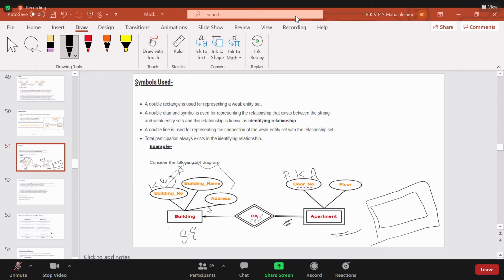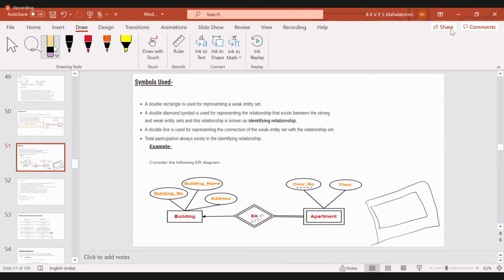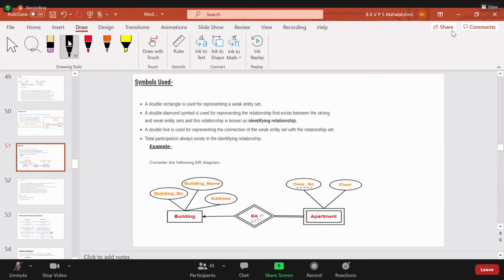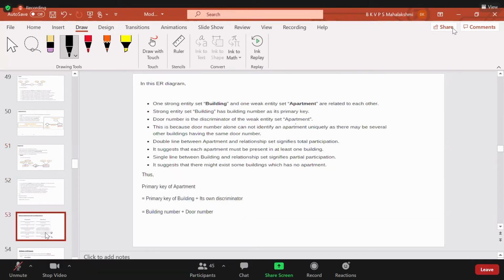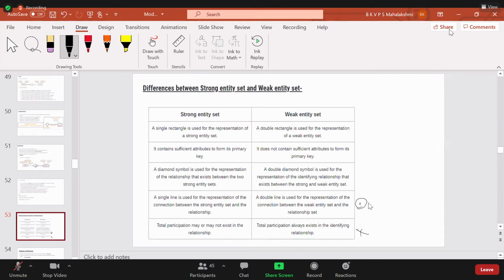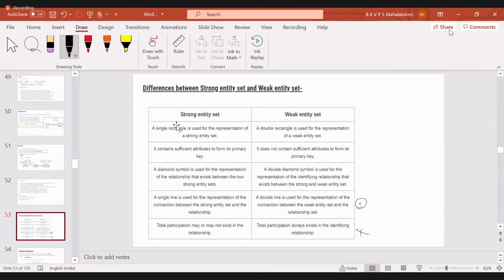So let us go with the next slide. I'm erasing after I made modifications to the diagram. Now, have you understood the differences between these two?